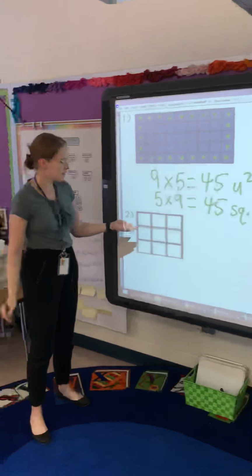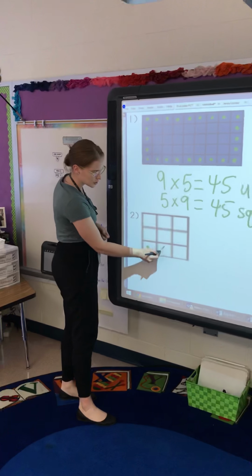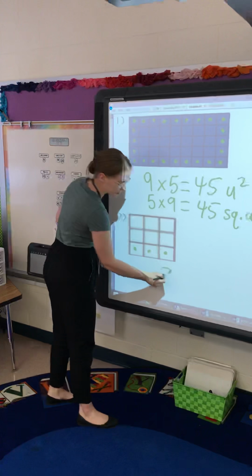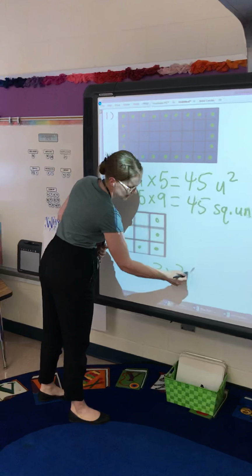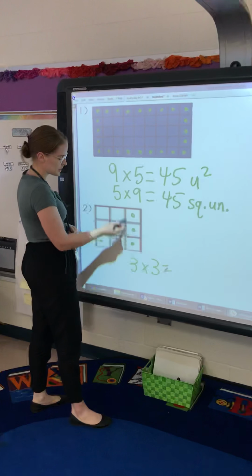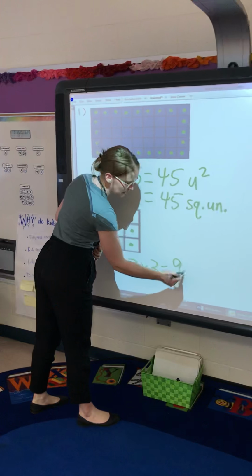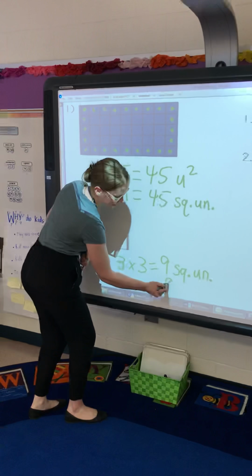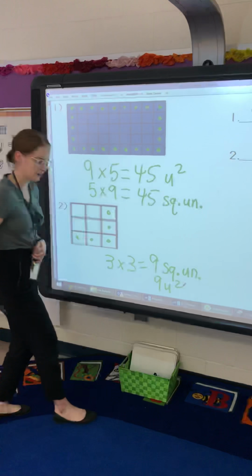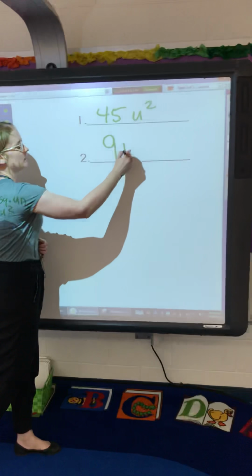So we'll do the same thing for number 2. 1, 2, 3. Oh, we have 3 times 3. So we have 3 times 3 equals 3, 6, 9. 9 square units. Again, it could be square units like that, or 9 units squared. Okay, and we'll write it on the line.